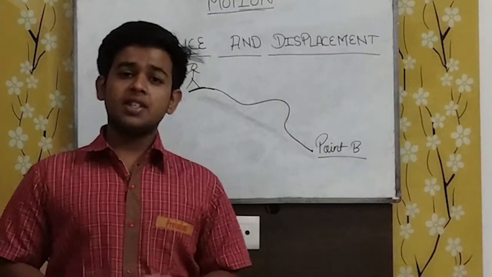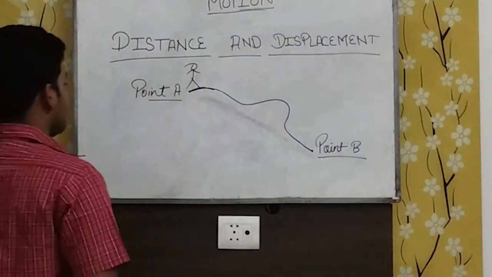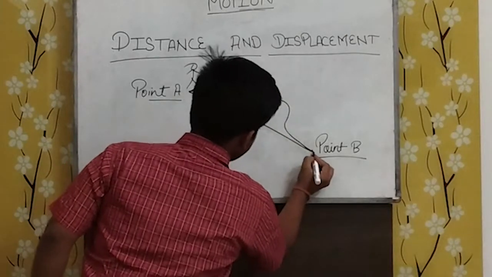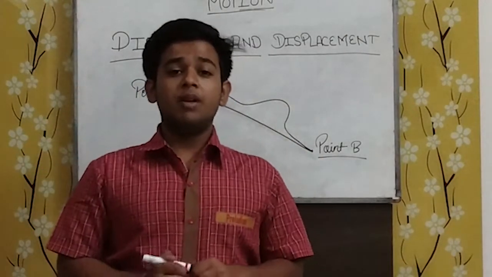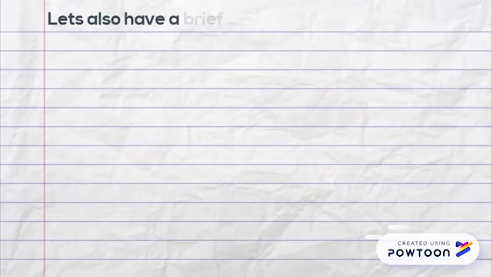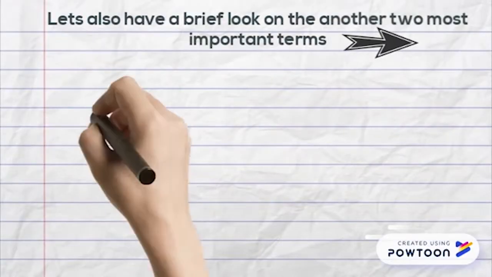Displacement is the shortest distance covered in a specified direction. So, the displacement of this man would be the line joining point A and B. This was the basic difference between distance and displacement. Thank you. Let's also have a brief look on the another two most important terms: speed and velocity.